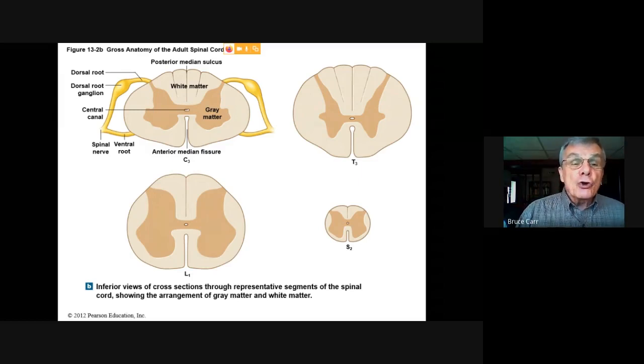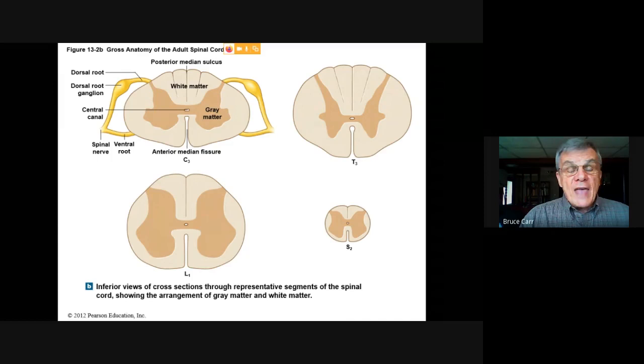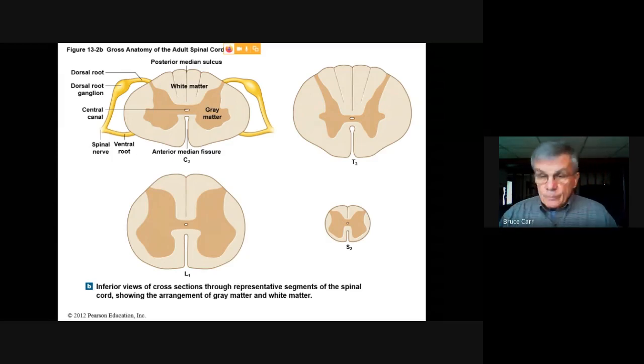The processing occurs in the gray matter, and certainly a significant amount of that is sent up through the spinal cord to the brain. But there is also reflex processing that goes on, and effector messages would go back out through the anterior horn of that gray matter, and it would go through the ventral root out to the effector.